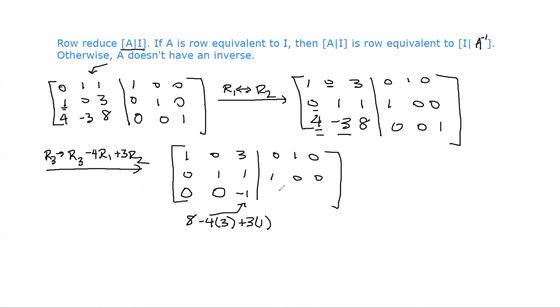And then again, we carry through. So we're adding 3 copies of row 2, so this will be a 3. We're subtracting 4 copies of row 1. And this one stays the same. We can do this pretty easily because we had zeros everywhere else.